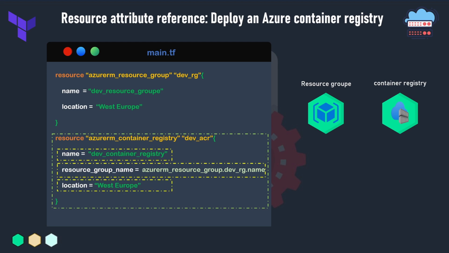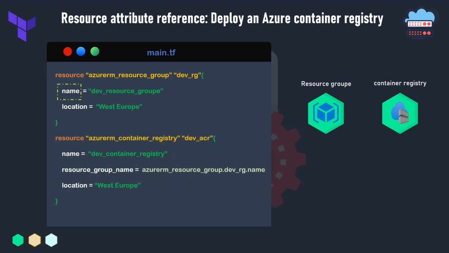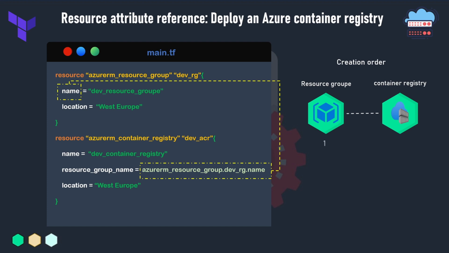Because here we have referenced the name attribute of the resource group in the resource block used to create the container registry, Terraform will know that the container registry depends on another resource, which is the resource group. So first of all, it will create the resource group and then create the container registry. This type of resource dependency in Terraform is known as implicit dependency.